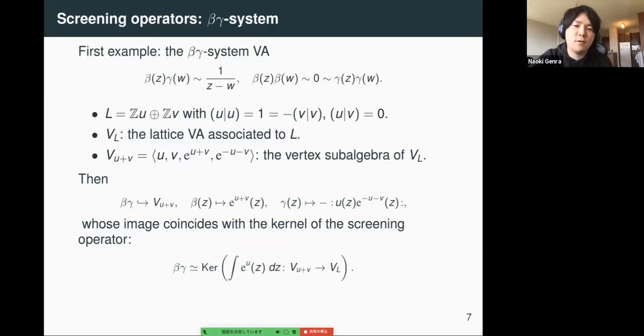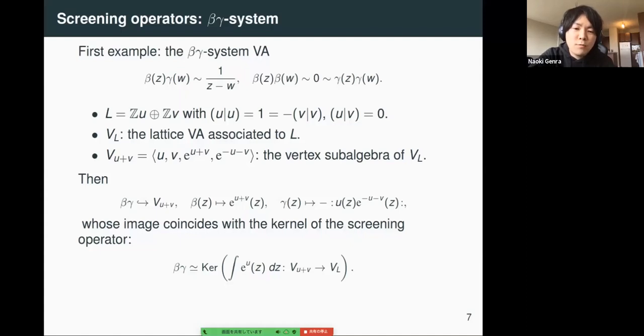In fact, this is a vertex subalgebra. Now we consider V_{Zu+Zv}, a vertex subalgebra of V_L, generated by the Heisenberg elements u and v, and the lattice parts e^{u+v} and e^{-u-v}. Then we get the embedding of the beta gamma system inside this vertex subalgebra, defined by beta goes to e^{u+v}, and gamma goes to minus u times e^{-u-v}. You can check this is just a vertex algebra homomorphism, and it is easy to see that this is injective.